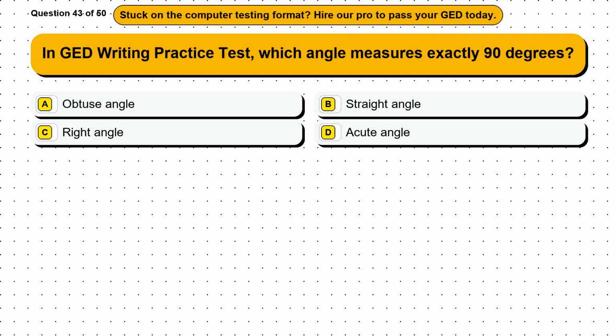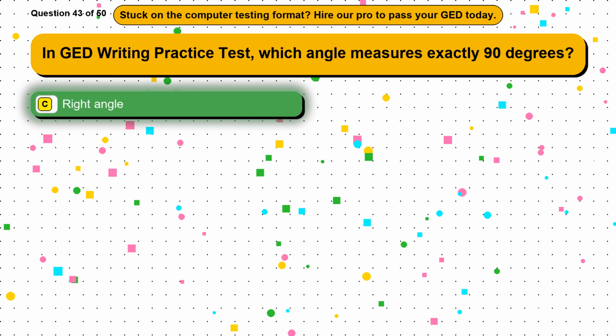Question 43. In GED Writing Practice Test, which angle measures exactly 90 degrees? Option A obtuse angle. Option B straight angle. Option C right angle. Option D acute angle. The correct answer is option C, right angle.